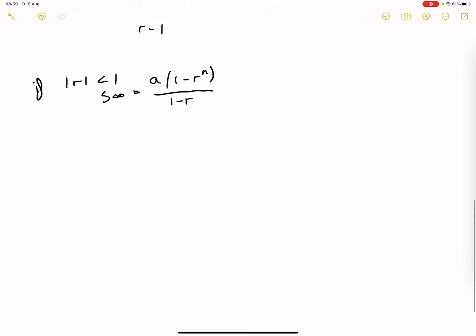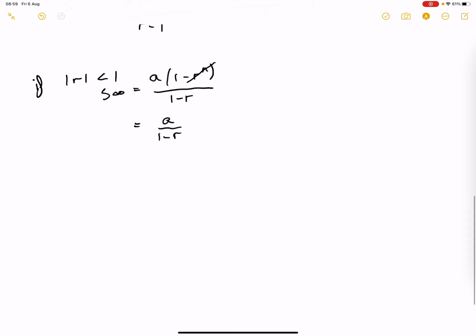Now, if r is a fraction, when it is to a power of infinity, it tends to 0. So that really will cancel out this term, and we'll just be left with a times 1 on the top. So that tends to a over 1 minus r, which is the sum to infinity.